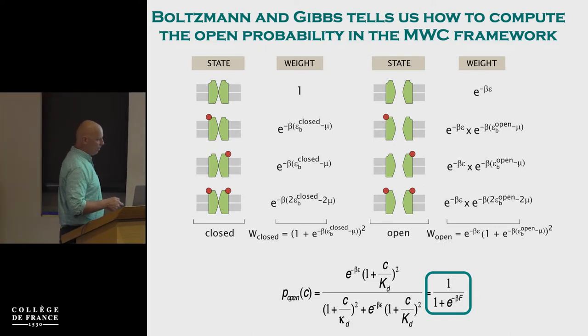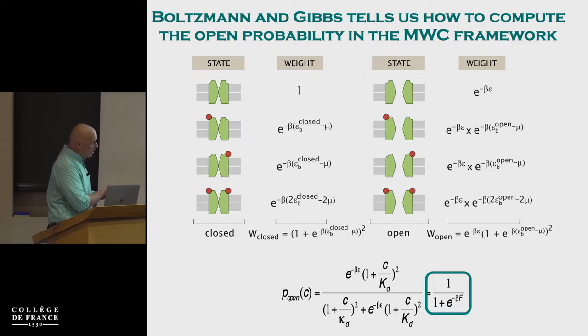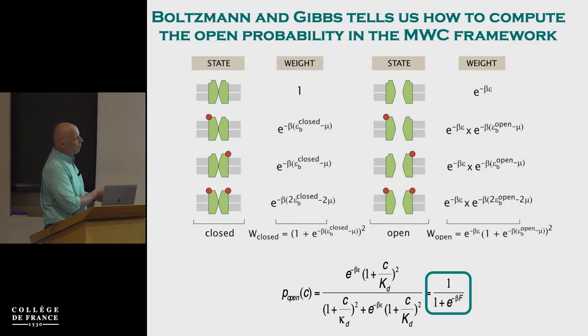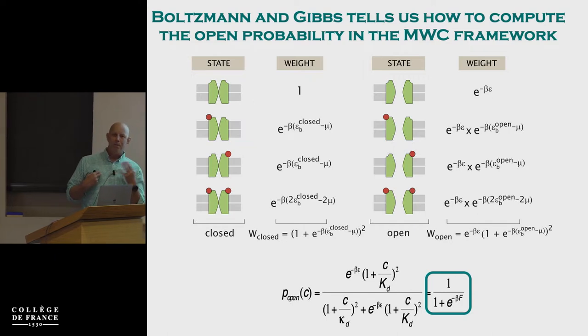There are a few observations for me to make. First, C, this concentration, is the concentration of the red ligand. If you look at this closely, notice that when C goes to 0, I'm left with e to the minus beta epsilon over 1 plus e to the minus beta epsilon. This is the leakiness. It tells you how much the thing will be open even without ligand around.